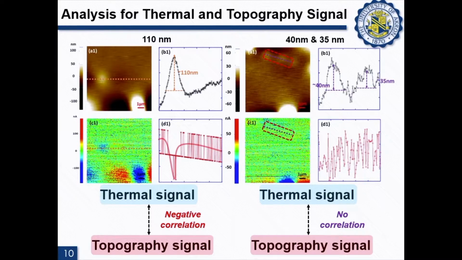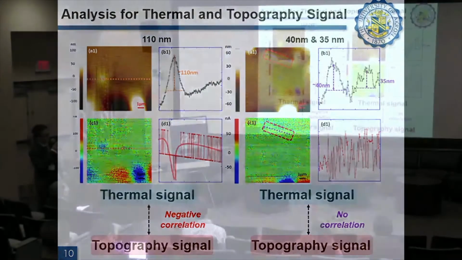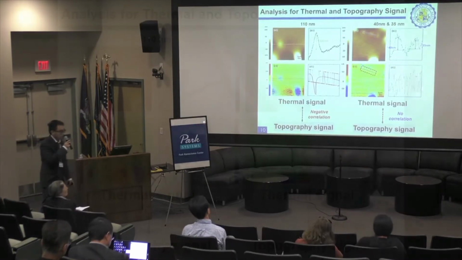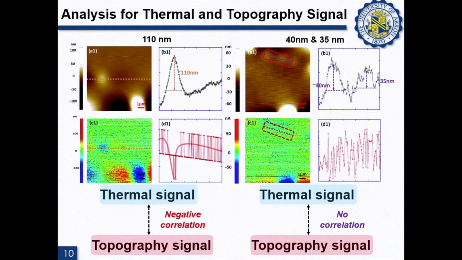And if we further decrease the particle size down to 111, there is still a negative relationship between these two signals. But as shown in these images, when the particle size is decreased to 40 and 35, for the thermal signal feedback prop current image, there is randomly distributed prop current, and no direct correlation with the thermal signal or the topographic signal, which indicates there is no artifacts. So this may tell us that the particle size is a major influence for the artifact phenomena in the SThM.